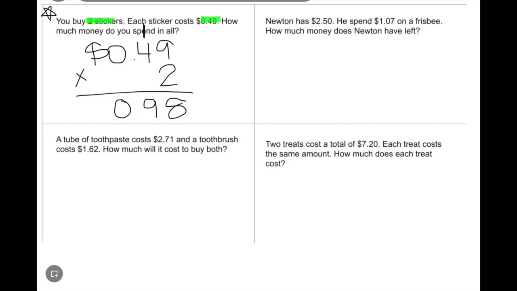So to figure out where your decimal goes, it's over by 2 place values. So now we will start at the end and go over 2 place values to put the decimal. And then don't forget your dollar sign.